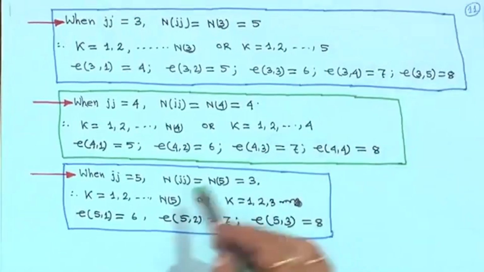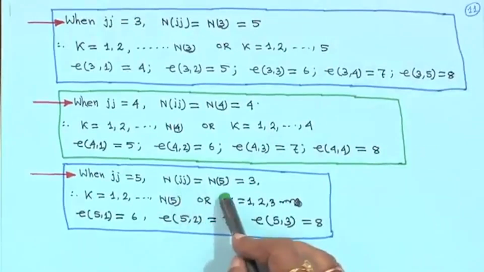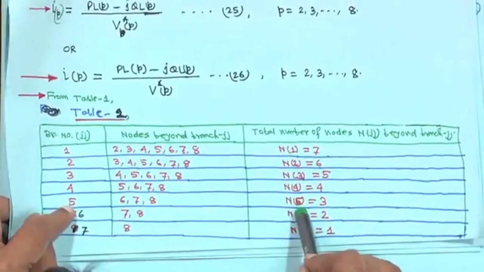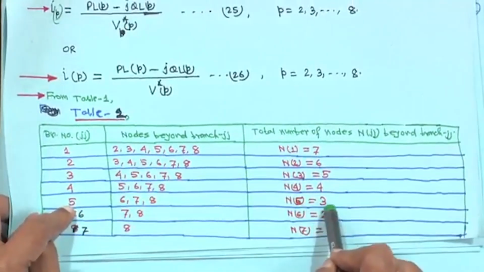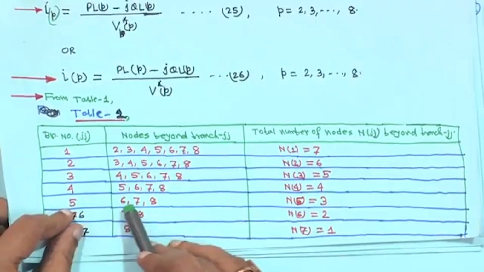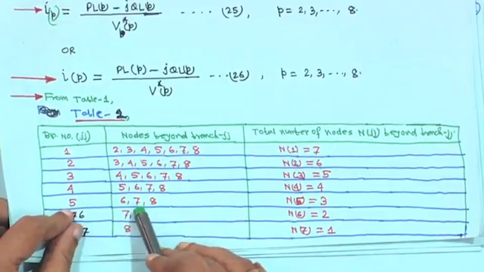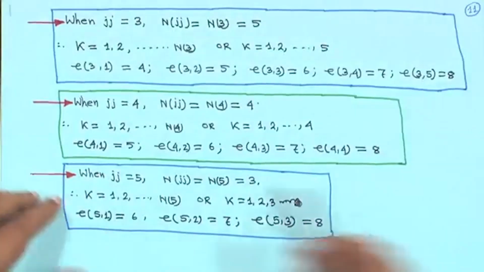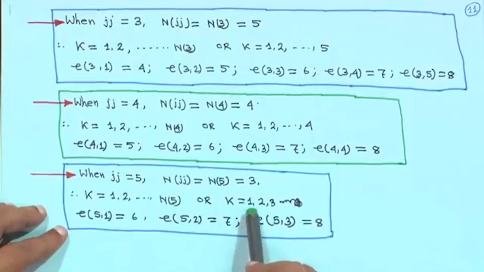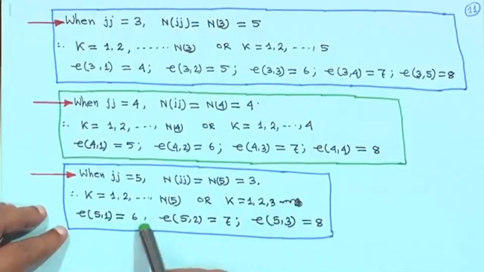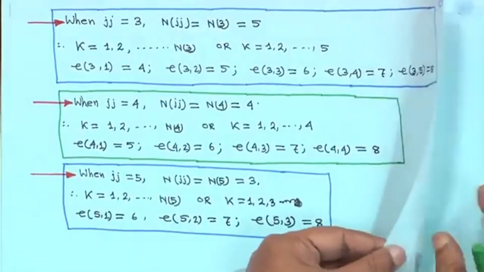Similarly, when jj is equal to 5, n_jj is equal to n_5 is equal to 3. So, when jj is equal to 5, n_5 is equal to 3. So, E_5,1 is equal to 6, E_5,2 is equal to 7, E_5,3 is equal to 8. That means, your k is equal to 1 to n_5, 1 to 3 only, 3 elements, right. Therefore, E_5,1 is 6, E_5,2 is equal to 7, E_5,3 is equal to 8, right.